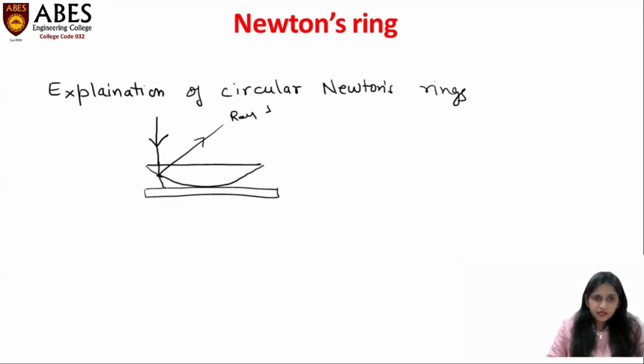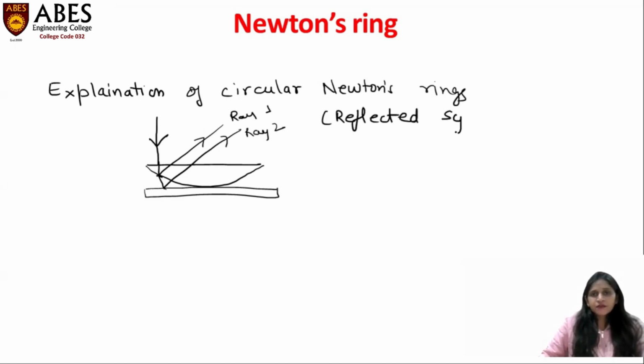So it is traveling inside this air film, and then again it is reflecting from the upper surface of the glass plate. Ray 2. And again, as the microscope is above the film that is being formed over here, it is known as the reflected system. Which system is it known as? Reflected system.